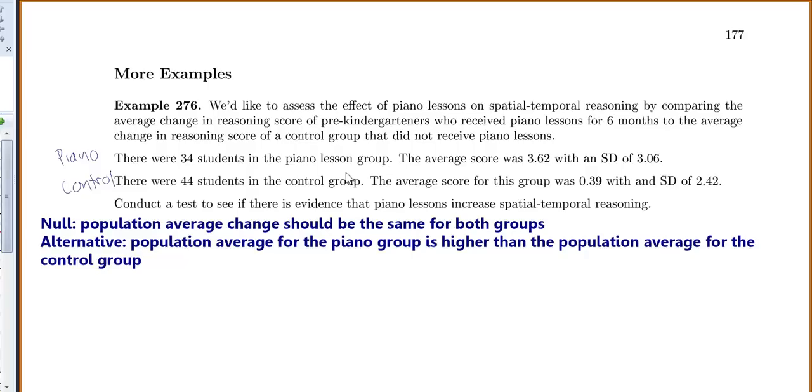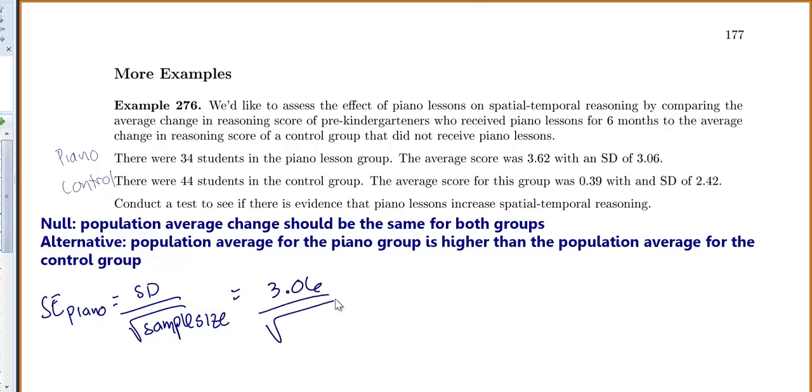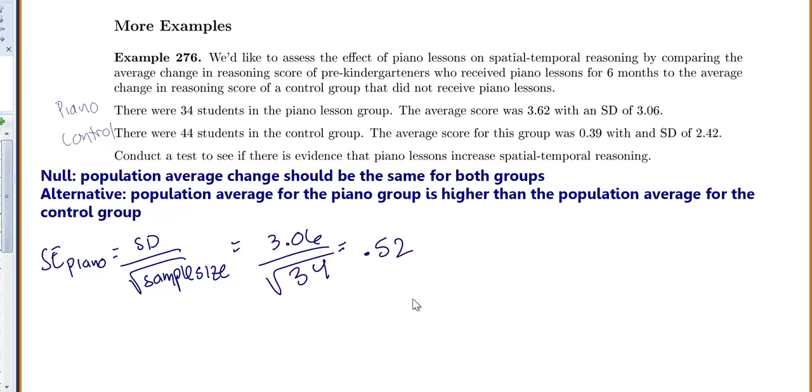Now one of our intermediate steps is we need to find both standard errors. So standard error for piano is going to be the SD over the square root of the sample size. And their SD was 3.06 over the square root of the sample size, which was 34. So 0.52. And the SE for the control is going to be their SD of 2.42 over the square root of their sample size of 44. So 0.36.